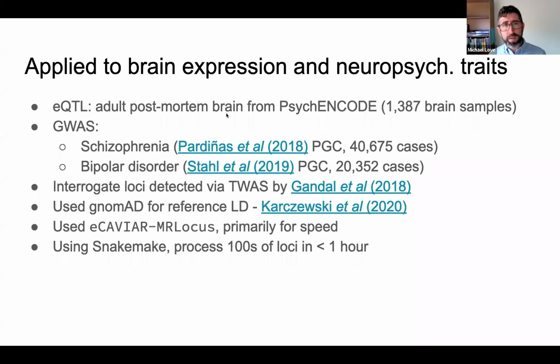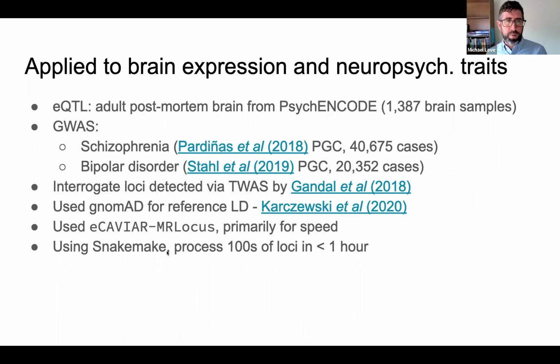We also applied this to neuropsychiatric traits, and I'm going to jump ahead to this example. We looked at post-mortem brain QTL from PsychENCODE, and paired that with two neuropsychiatric GWAS, schizophrenia and bipolar disorder. We screened using TWAS, and then for speed reasons primarily, because our Bayesian model for colocalization is quite slow, we swapped in eCaviar. This allowed us to use MRLocus, the slope estimation, in a way that we could process lots of loci: hundreds of loci in less than an hour.